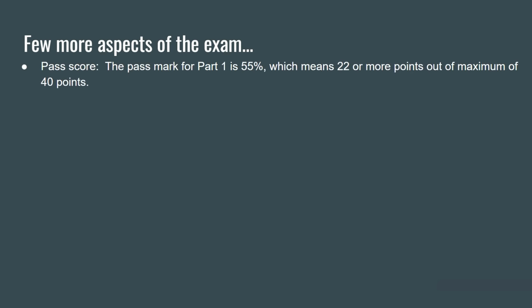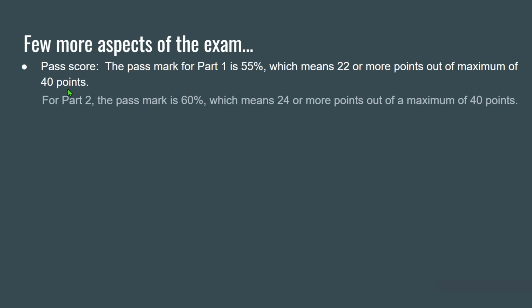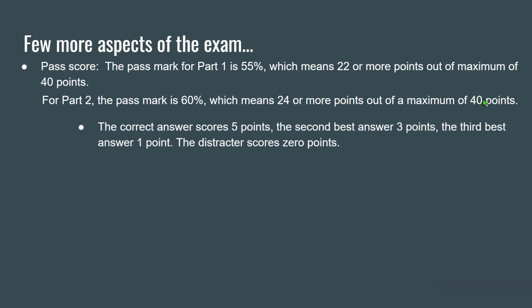So what is the pass score then in that case? The pass mark for part 1 is 55%, which means 22 out of the 40 should be answered successfully. And then part 2, the pass mark is 60%, which means we need to get 24 points out of the 40 points. So those 8 questions have 40 points, by the way.